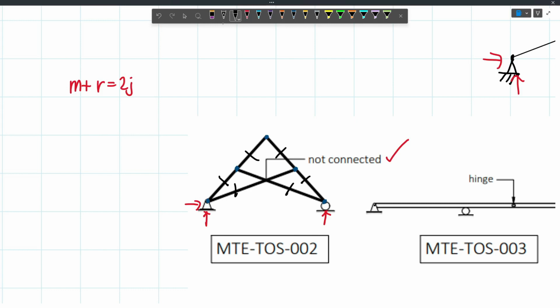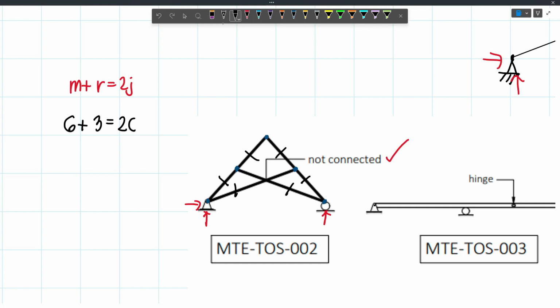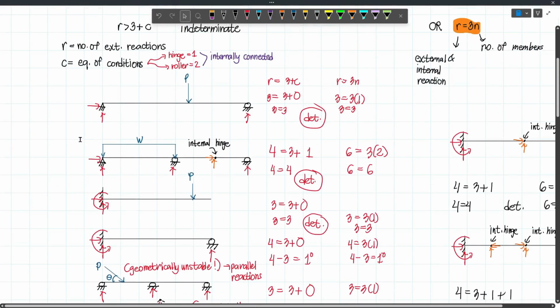Again, by connection, they are joined together. So this becomes 6 plus R. Our R is still 3. So 6 plus 3 is equal to 2 times J. Our number of joints is 1, 2, 3, 4, 5. So 2 times 5, and this becomes 9 is lesser than 10, which means our truss is unstable.